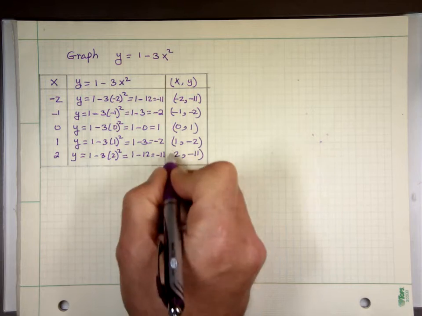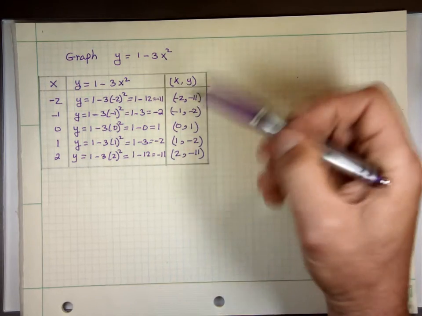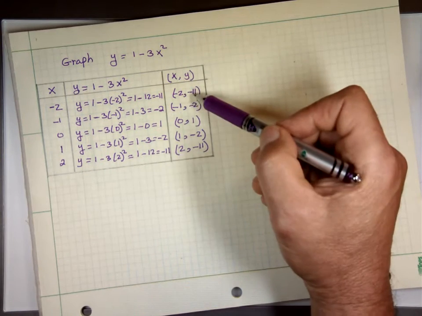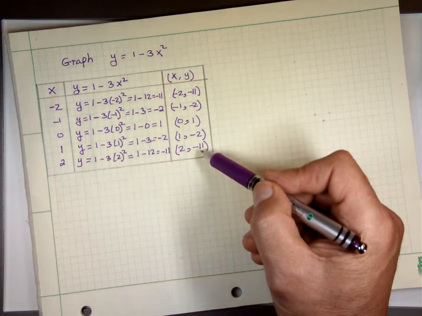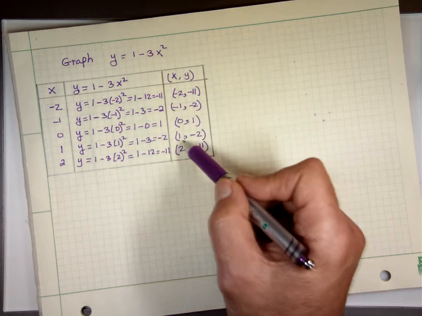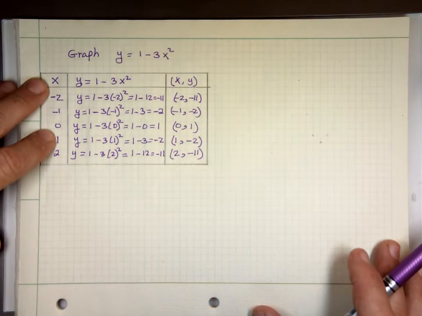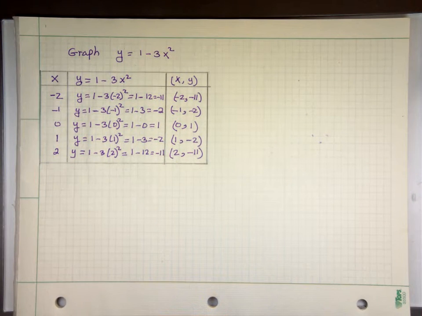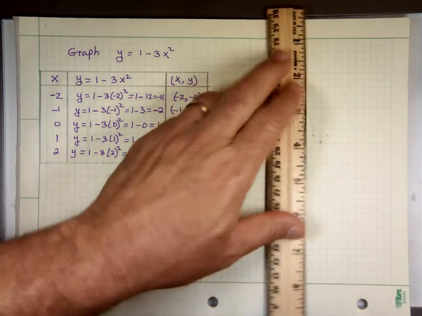Did you notice anything yet? This value, when x is minus 2, gave me negative 11. When x is 2, gave me negative 11. When x is minus 1, gave me negative 2. When x is 1, gave me negative 2. It looks like the same value. So that tells me when I graph it, my function is really symmetric. We'll see if it is.